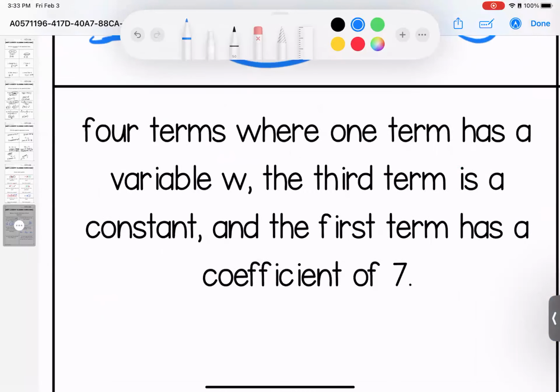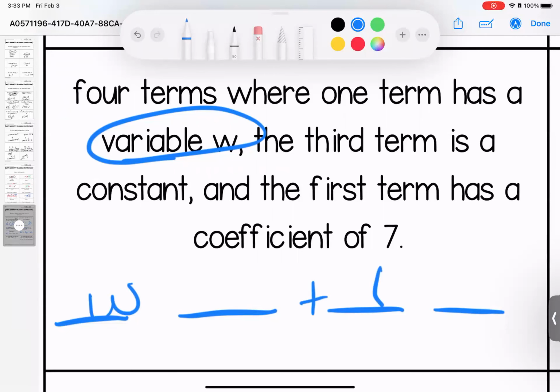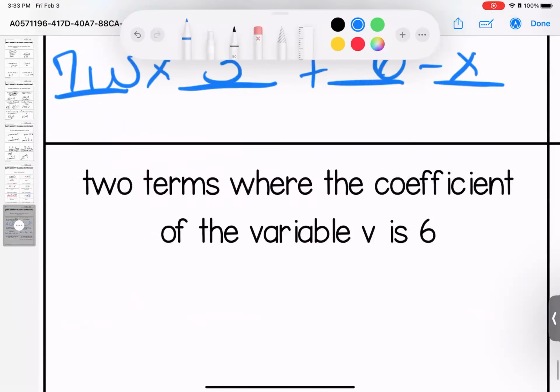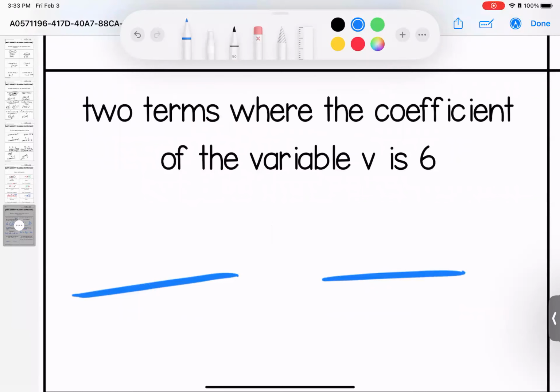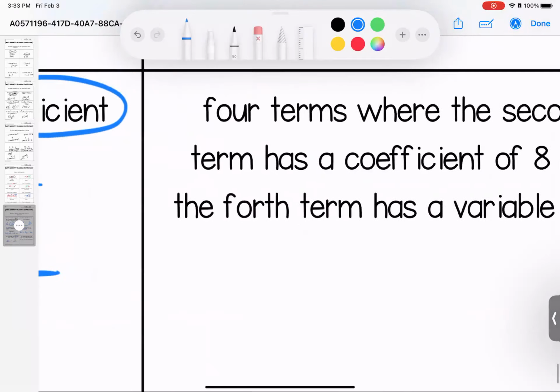Over here, 4 terms, 1, 2, 3, 4, where one term has a variable W. We'll put that here. The third term is a constant, plus 6, and the first term has a coefficient of 7. Let's do another constant, and let's do a variable. 2 terms, 1, 2, where the coefficient of the variable V is 6. So I have a 6V, and I'll do a minus 3. There's no requirement, so anything will fit.